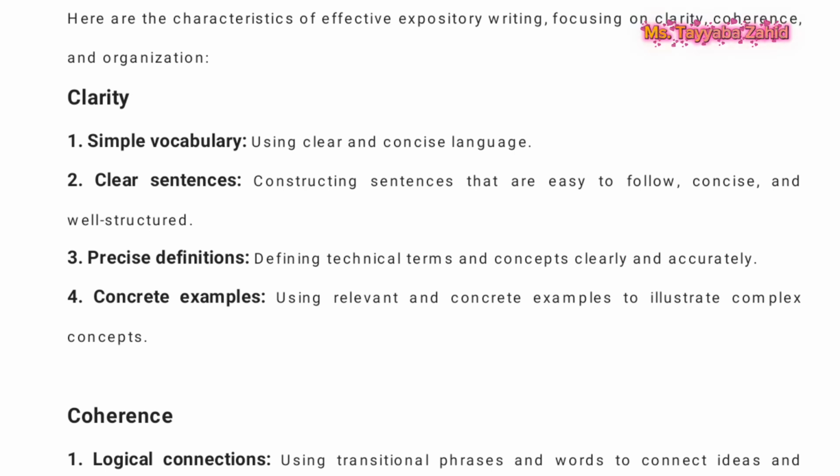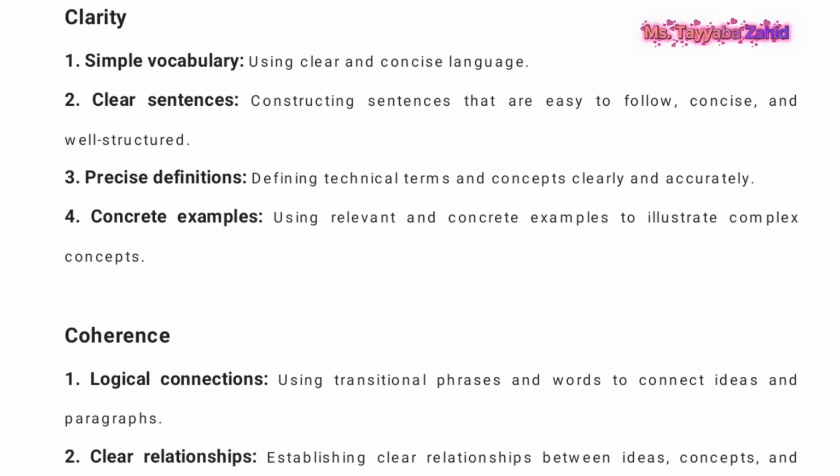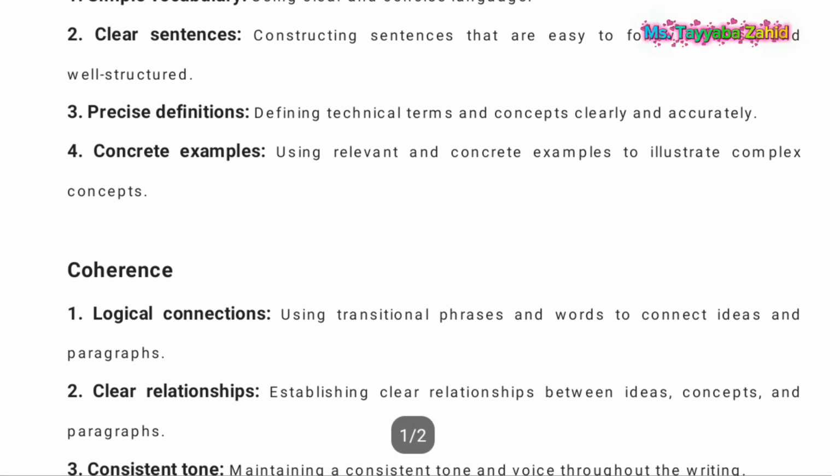You have to use simple words. You have to use understandable words. You are responsible to understand the level of your audience, to understand the level of your readers. Number two is clear sentences: constructing sentences that are easy to follow, concise, and well structured. Number three is precise definition: defining technical terms and concepts clearly and accurately. Concrete example: using relevant and concrete examples to illustrate complex concepts.